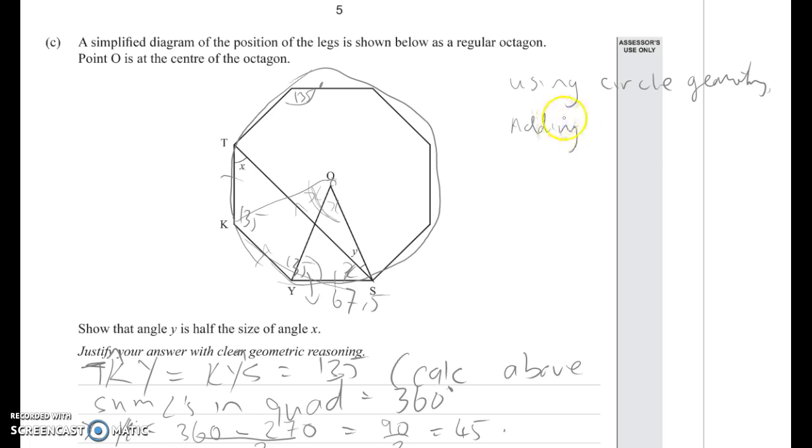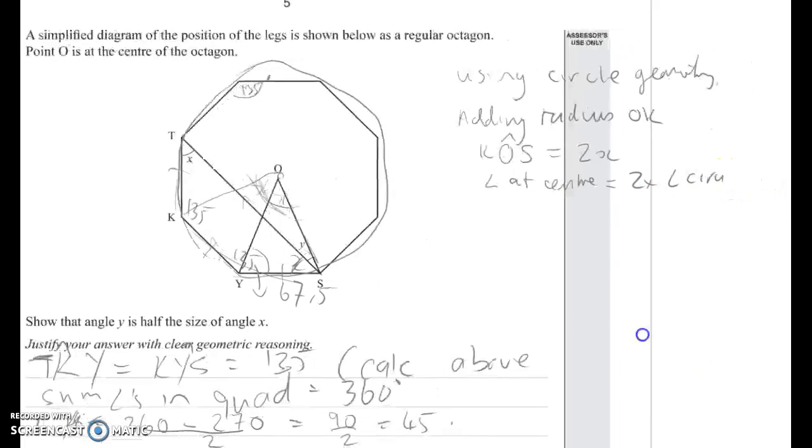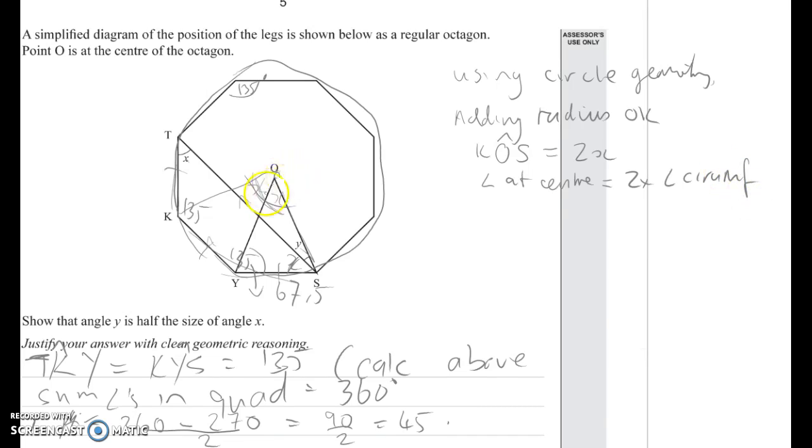adding the radius, KOS, this whole angle, equals 2x, because the angle at the circumference is half of the angle at the center, or the angle at the center equals 2 times the angle at the circumference. Each of these is equal because the bases are the same. Therefore, YOS equals x.